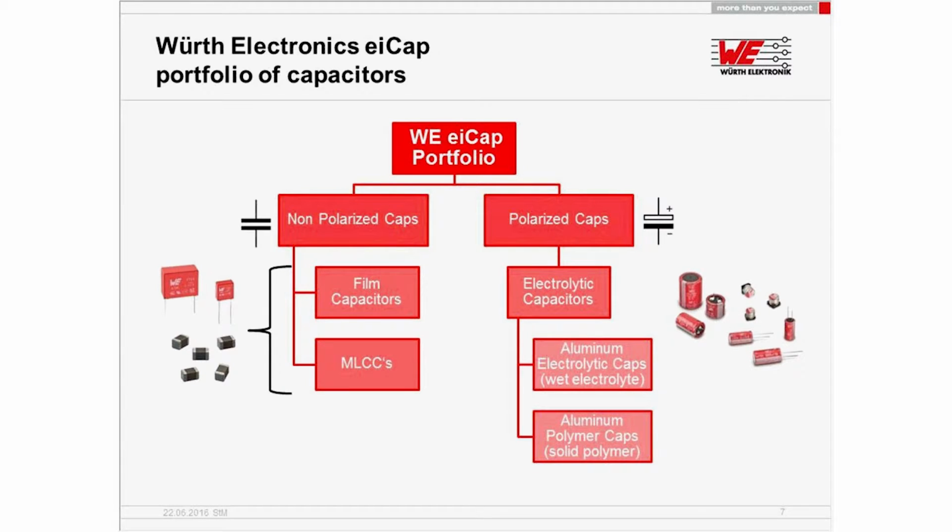So what is Würth Elektronik doing in case of capacitors? In case of capacitors, we separate in two categories what we provide. So we have non-polarized capacitors, film capacitors, and MLCCs. And for the polarized capacitors, we provide electrolytics. But also this we can separate in two categories. We have the, let's say, old-fashioned construction principle, aluminum electrolytic with wet electrolyte, and aluminum polymer caps with solid polymer in between.